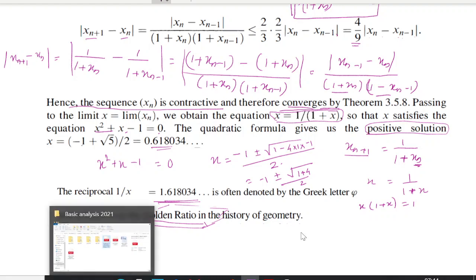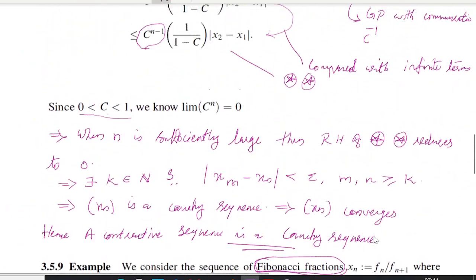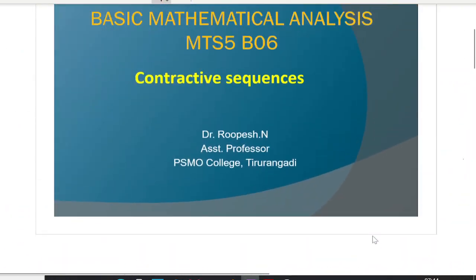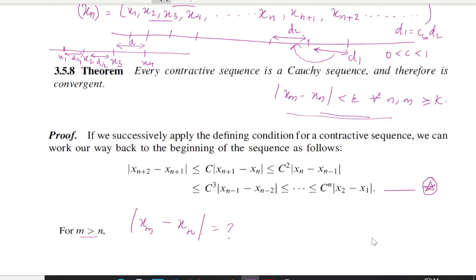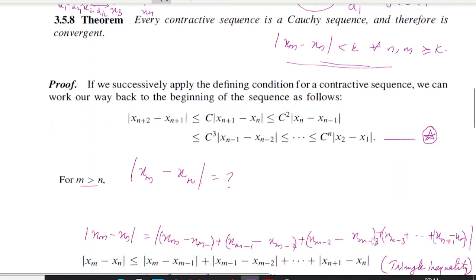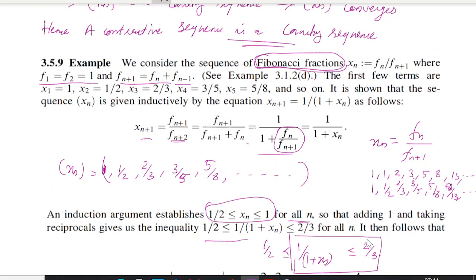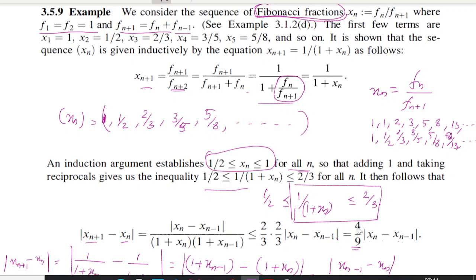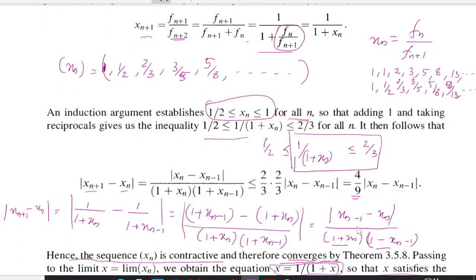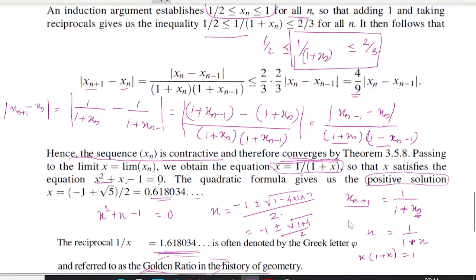So in today's class we have seen what a contractive sequence is, and we have proved that a contractive sequence is a Cauchy sequence and therefore it converges. And next we have seen an example of Fibonacci fractions and seen that it's a contractive sequence and it converges, and finding its limit and its reciprocal reduces us to an interesting fact that the reciprocal of the limit of the sequence is the golden ratio.